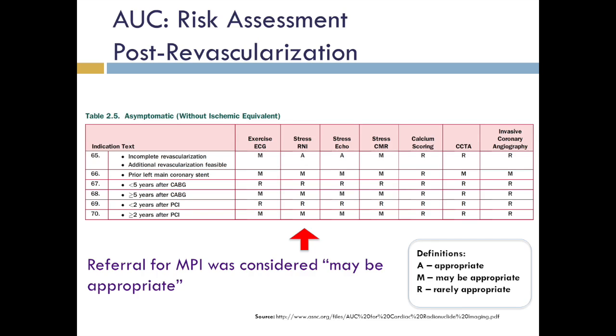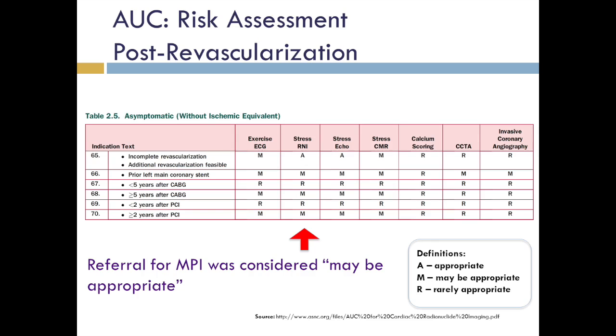For patients with complete revascularization and prior stenting, the categorization is a cutoff of 2 years, after which doing a nuclear stress test falls in the middle category, so may be appropriate. For coronary artery bypass grafting, however, there's a longer timeline. And here, greater than 5 years is where it goes from the rarely appropriate to the may be appropriate category. Based on the patient we're discussing, who had his last revascularization greater than 5 years ago, the patient would fall into the category of may be appropriate.